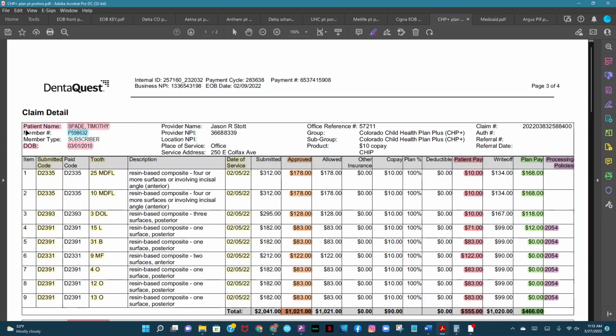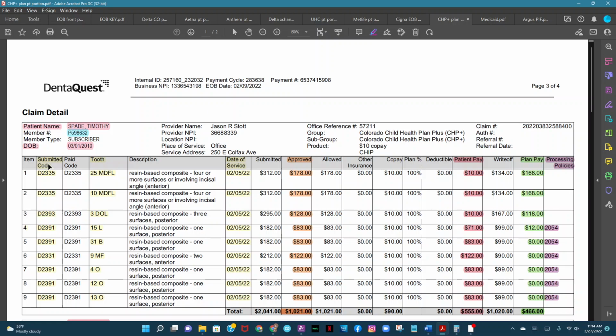Okay, so first and foremost, we always want to find the patient name. We have Timothy up here. Date of birth is going to be right under, at the bottom of this column right here, 3/1 of 2010, and the member number. With any DentaQuest plan in the sense of your CHP and Medicaid and Medicare plans, the patient is always the member, so there is no difference in that. But I have highlighted the member ID there in blue for you. All right, we have date of service right here. It looks like we're seeing on 2/5 of 22.